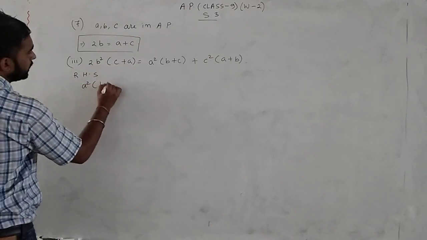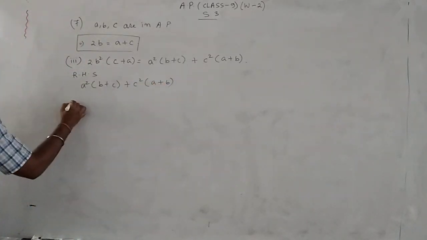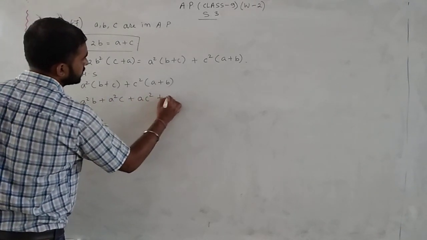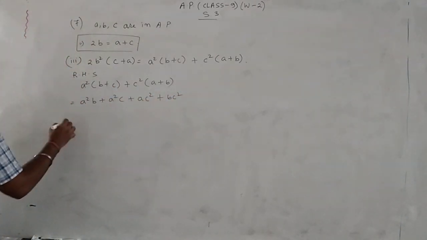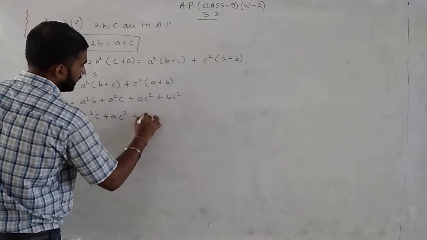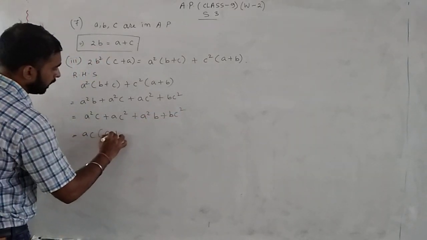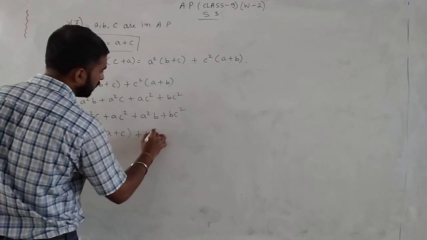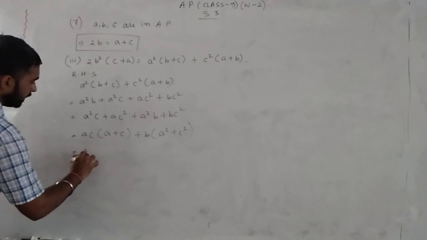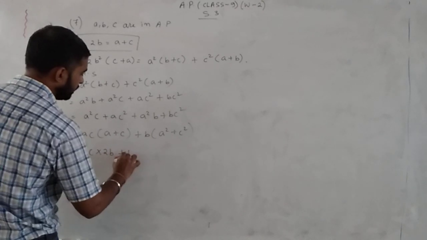A square b plus c square a plus b. Now multiply them. A square b plus a square c plus ac square plus bc square. Now this is same as the previous one. A square c plus ac square plus a square b plus bc square. Now here ac common, a plus c left. Here b common, a square plus c square. Then here AC into a plus c means twice b plus b.